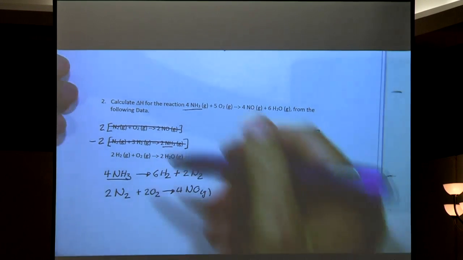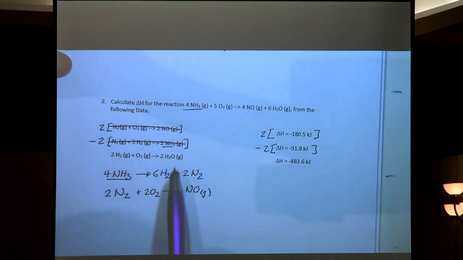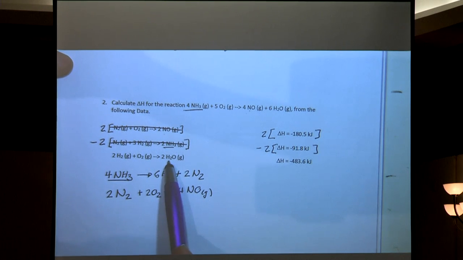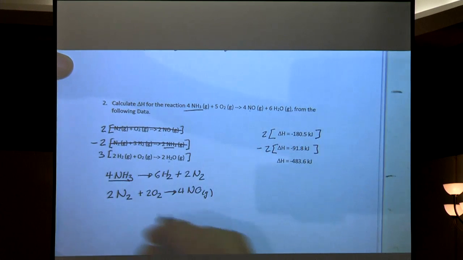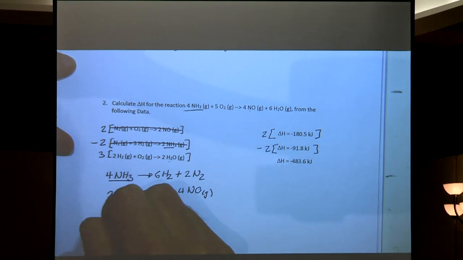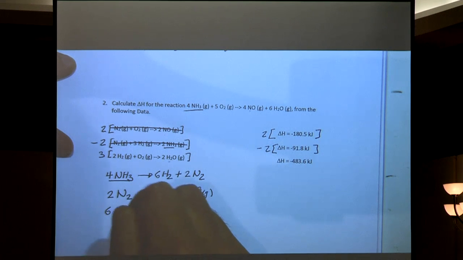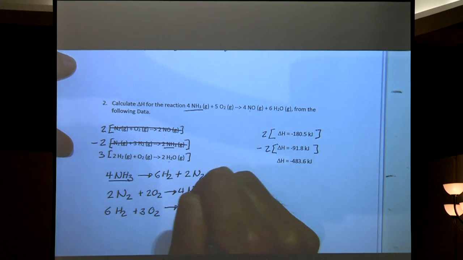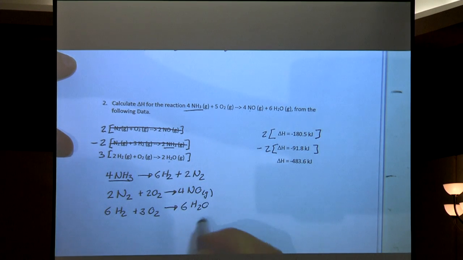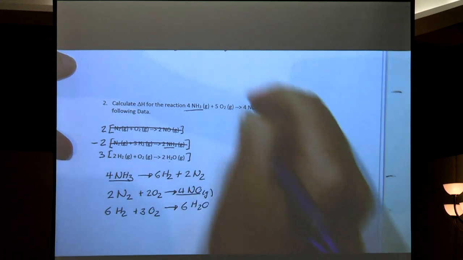Where's H2O in this reaction? Right here, right? Is it on the correct side or the wrong side? Correct side. Is it in the correct proportion or the wrong proportion? Wrong proportion. So what do I have to multiply this equation by? 3. So I get 6H2 plus 3O2 forms 6H2O.